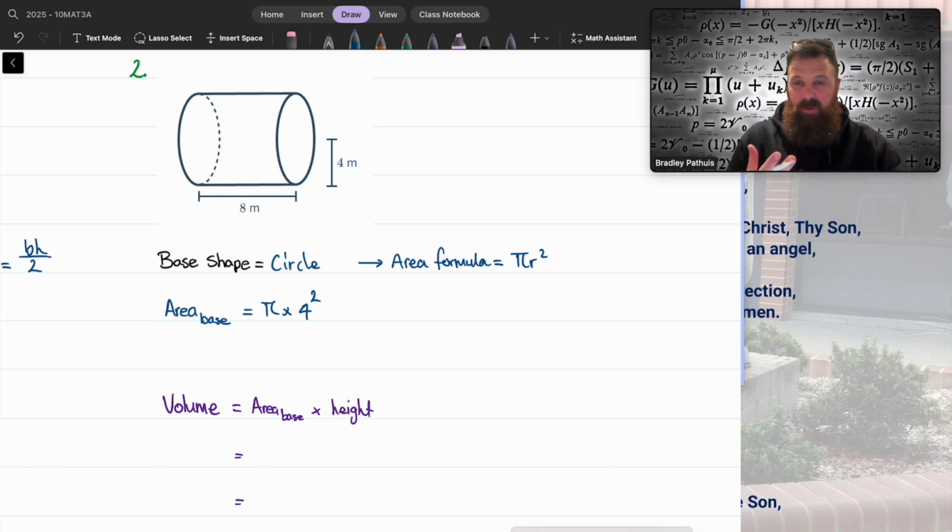Now we need to find the volume. So we're going to take that area of the circle and we're going to multiply it by, well, how far did those two circles stretch apart? And note how far those two circles stretched apart, we can see is 8 meters there. So we're going to put all this together now.